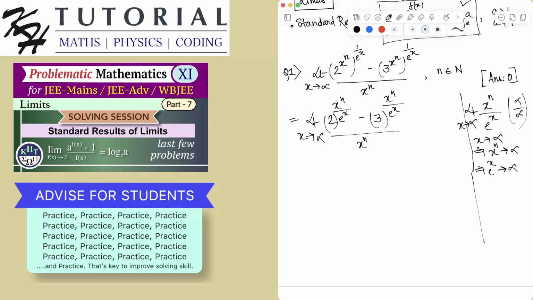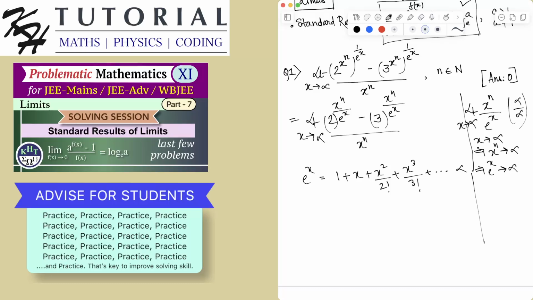Let me see. e to the power x and e to the power x over x. So the expansion series of e to the power x is, if I am not wrong, 1 plus x plus x square by 2 factorial plus x cube by 3 factorial. It's an infinite series.